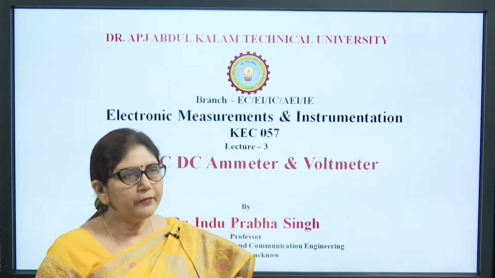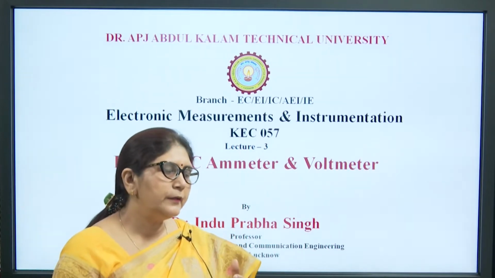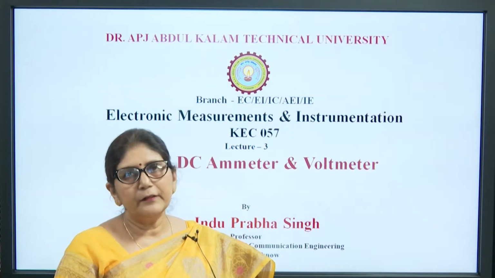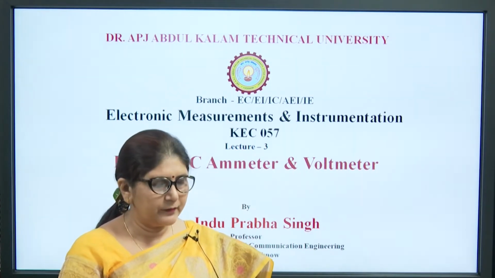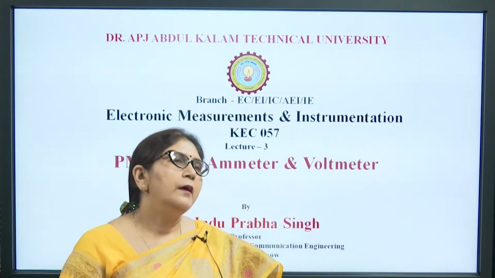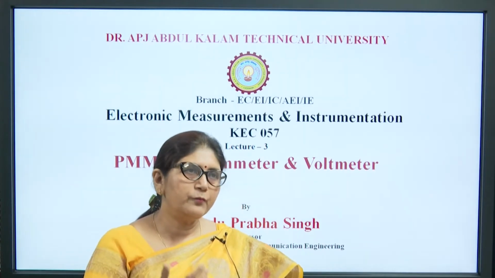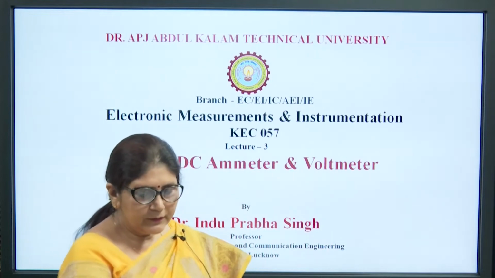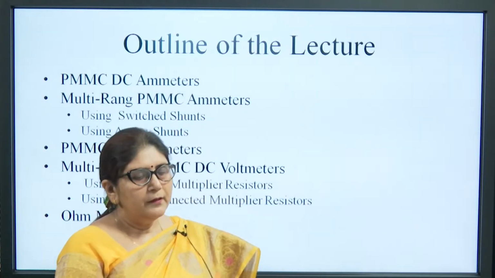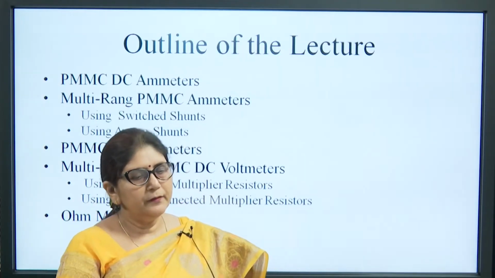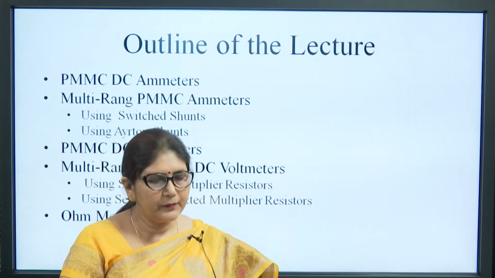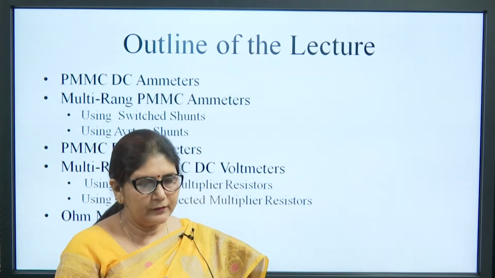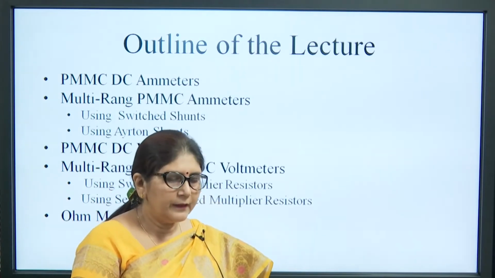So, now in this lecture I will discuss how this PMMC instrument is used as a DC ammeter or voltmeter. In the previous lecture I discussed the construction of the permanent magnet, how this magnet is used as a voltmeter and ammeter, and then how this instrument is modified to act as a null detector, that is the galvanometer. So, in this lecture I will discuss the PMMC DC ammeter, multi-range PMMC ammeters, PMMC DC voltmeter and multi-range DC voltmeters, and then the ohm meter.